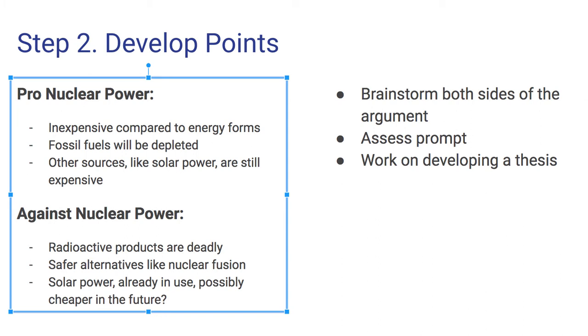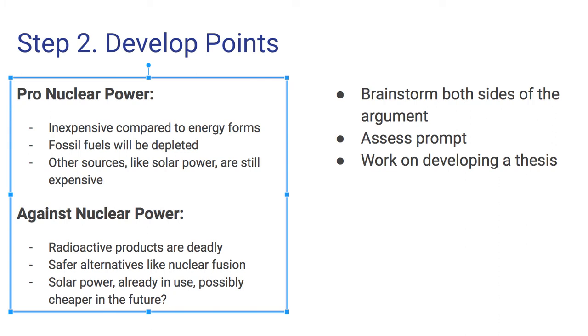Okay, so we need to brainstorm both sides of the argument, which we've done, and we can go back and assess the prompt if we want, which is about the drawbacks of the use of nuclear power. Now I think we need to work on developing a thesis. And one way we could develop a thesis is to perhaps consider choosing a side. For the purposes of this particular assignment, I feel like I can write a little bit more about why nuclear power wouldn't be a good thing versus why it would be a good thing. However, your experiences might be different based on the knowledge that you have pertaining to a topic.